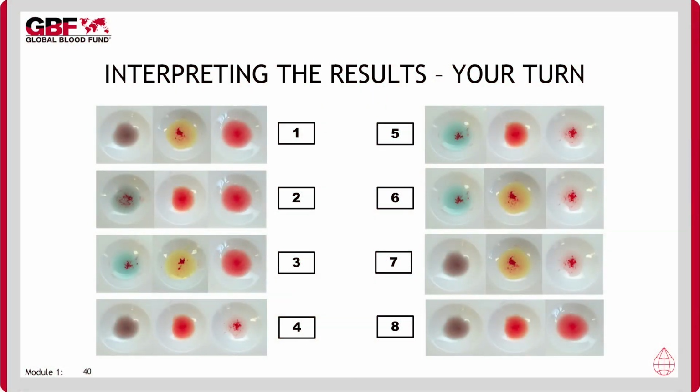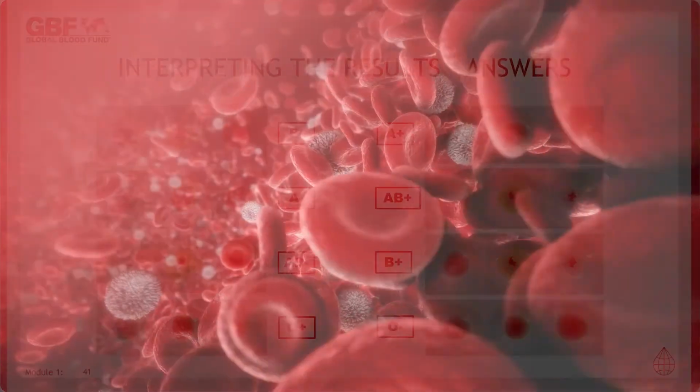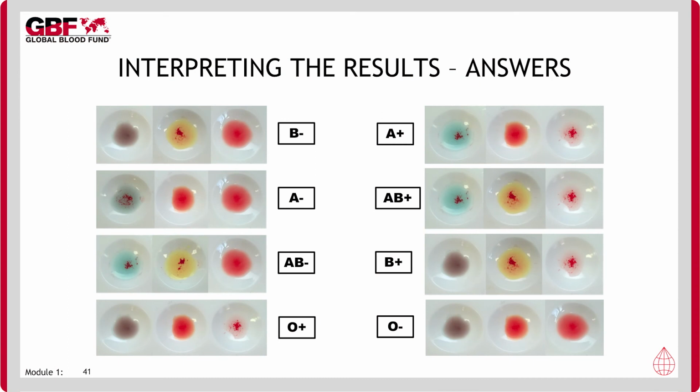Here are some examples for you to practice. Please identify the blood group indicated by the reactions. Answers will be given on the next slide, so you may wish to pause the video and note down your interpretations. If you identified any incorrectly, we suggest you rewind the video and practice again until your interpretation is 100% accurate.